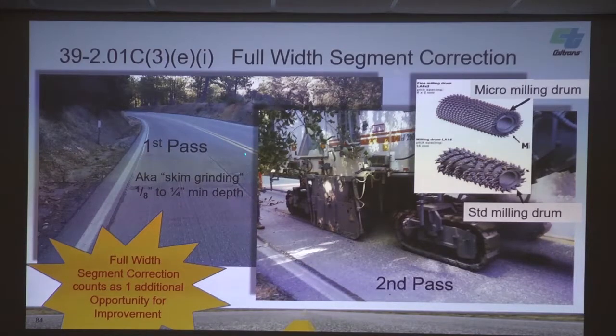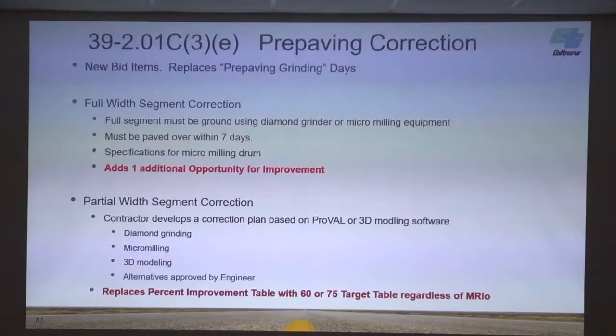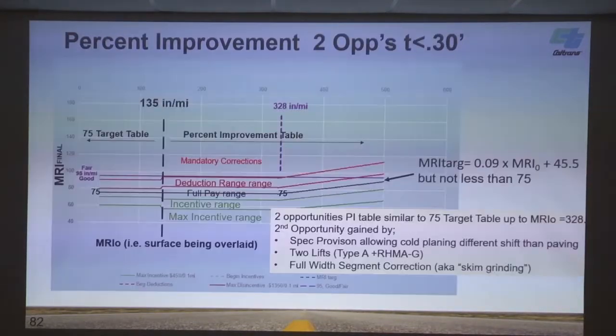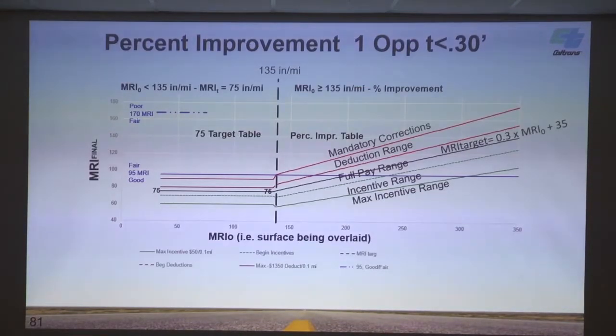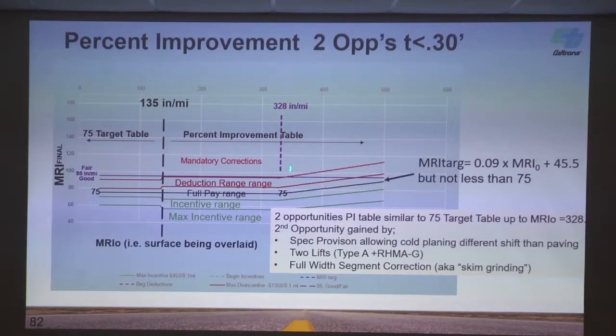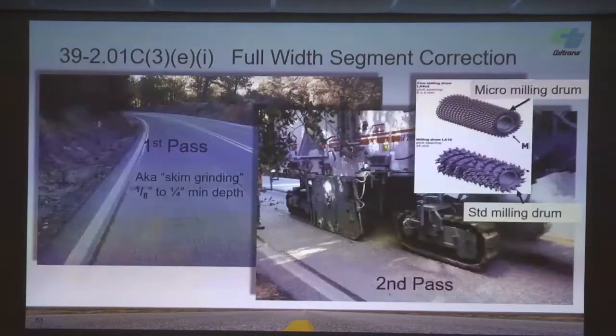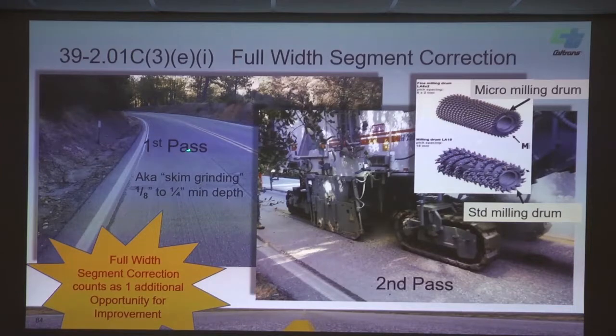So it's good if you have a lot of rough areas. If you go back to this chart here, if you had a lot of MRIs that were in the 200s or 300s, you get that second opportunity, and you'll end up with a smoother pavement. So that's the first pass, and here's the second pass.